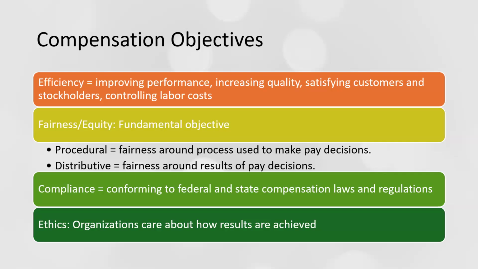A second and fundamental objective is fairness and equity. If you don't have fairness in your compensation system, it's really not going to work to be able to attract and maintain employees. And our textbook talks about two kinds of equity or fairness. There are actually many more than this, but we'll just focus on these two because our book mentions them. One is procedural equity or procedural fairness, and this is fairness around the process that's used to make pay decisions.